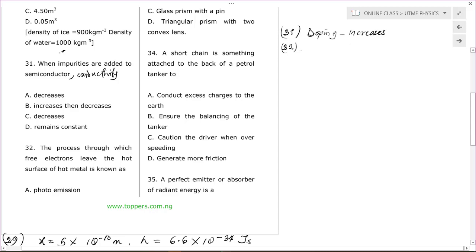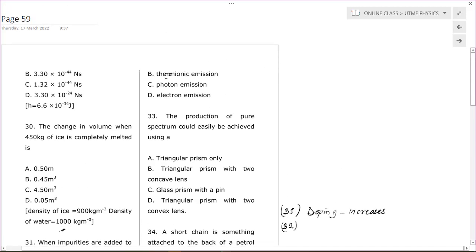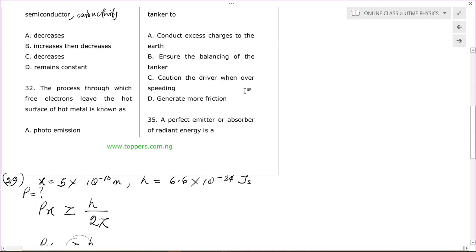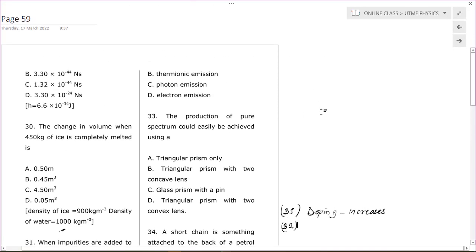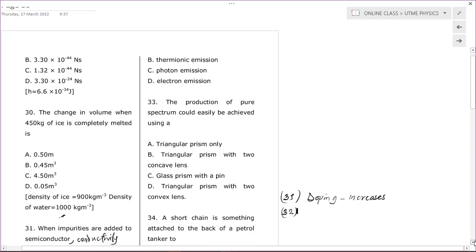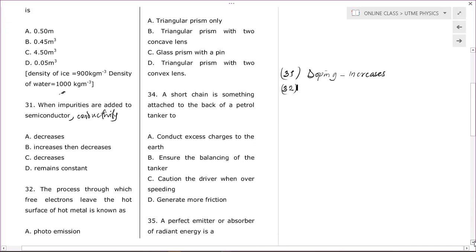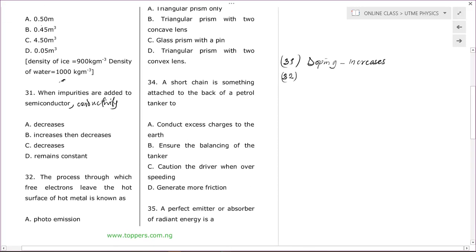Number 32 says that the process through which free electrons leave the hot surface of a metal is known as thermionic emission. So what is thermionic? Let me check the option up there. Thermionic emission. That's it. So what is the meaning of that? If you look at it religiously, they say thermionic emission. What is the meaning?